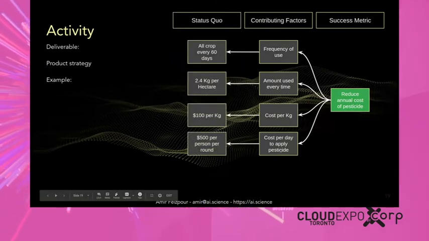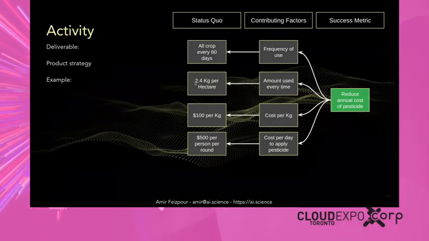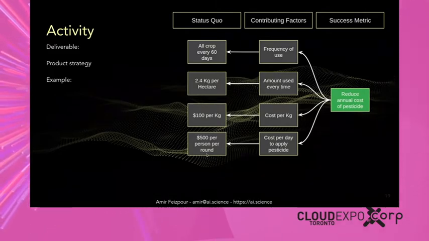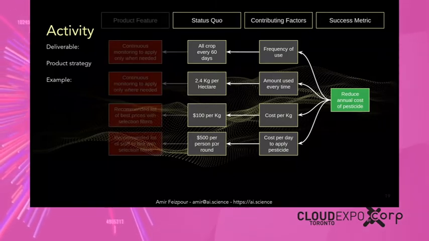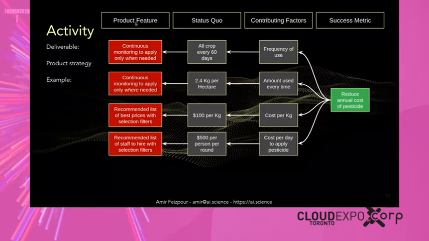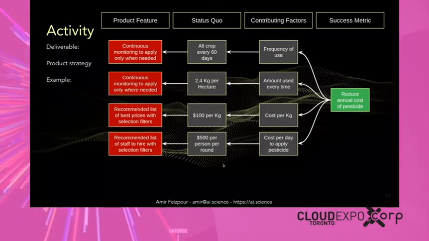Based on all these factors, and again, based on your research and the fact that I said you need to find the stats on these, you have some numbers for those. And based on these numbers, you have some baseline that you can beat. So you decide the product features that you need to build to address each of these.